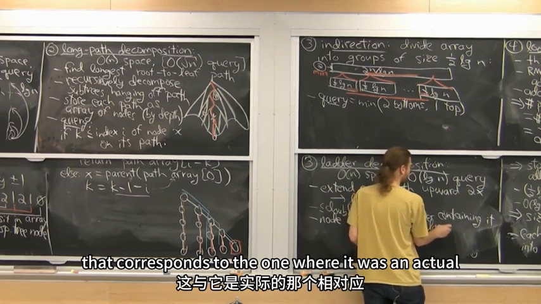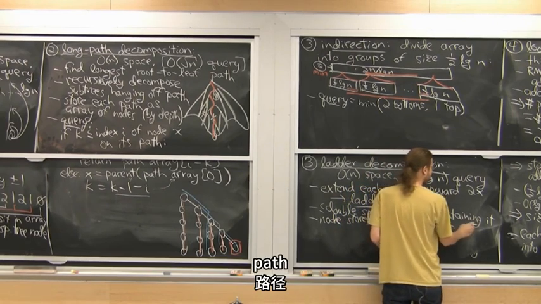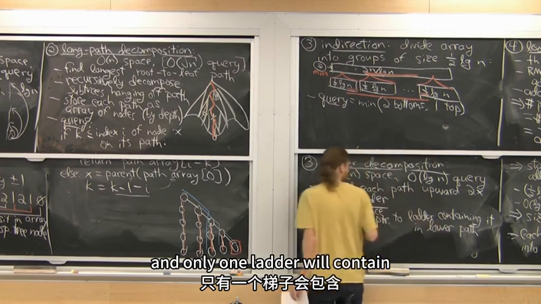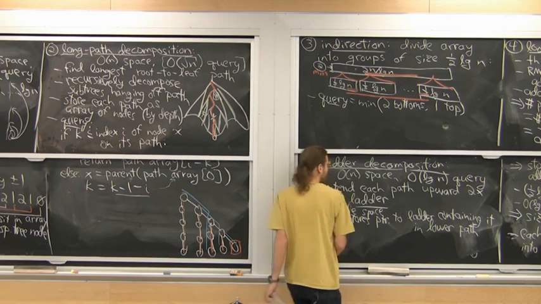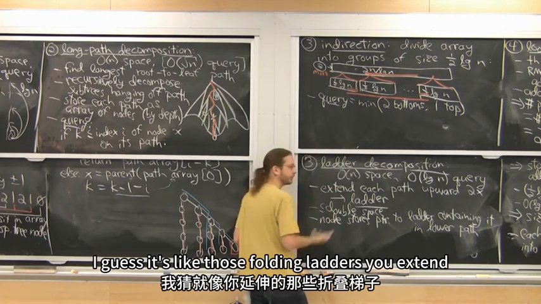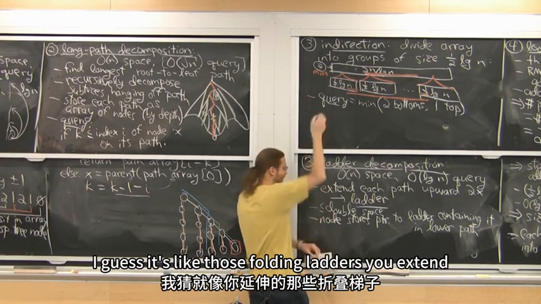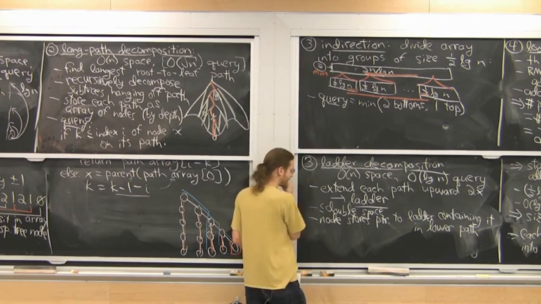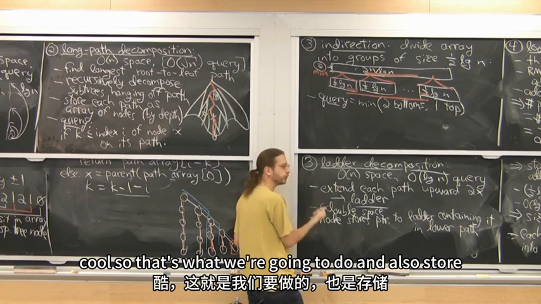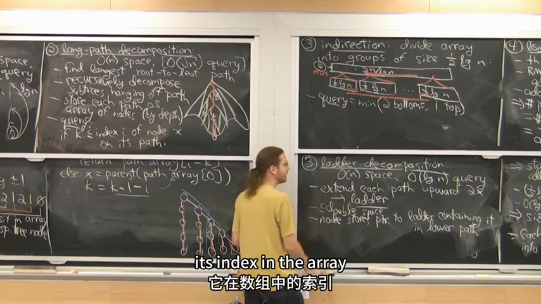That corresponds to the one where it was an actual path. And only one ladder will contain a node in its lower half. The upper half was the extension. I guess it's like those folding ladders you extend. Okay? Cool. So that's what we're going to do, and also store its index in the array.